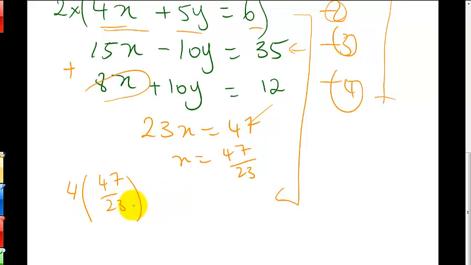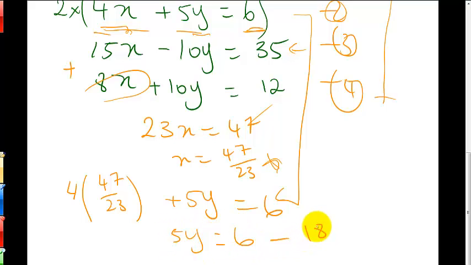I'm going to get 4 times this plus 5y is equal to 6. Exactly the same. I have not changed it at all. There it is. And then x is now 47 over 23. And that's it. You expand that. 188 over 23 is still 188 over 23. And then you take away, so it looks like this. When you take away it as well.